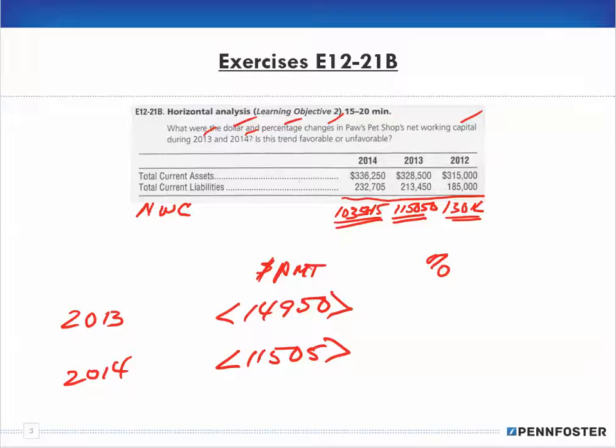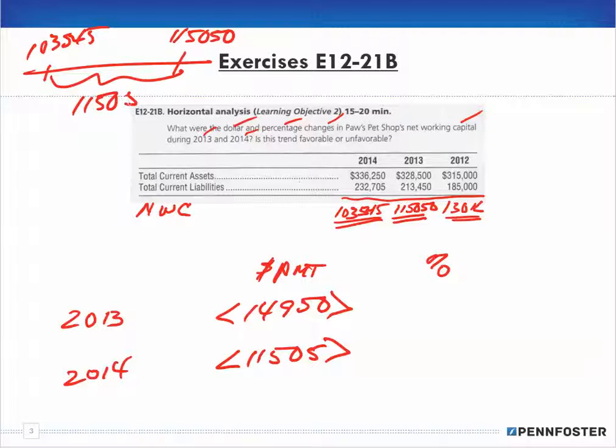If you have to, draw a number line. Here's the number line. We put on the number line 115,050 for 2013. Well, if we're here at 103,545, the difference between those two numbers is $11,505, but it's decreasing, so it's a negative number. Okay, that's what it looks like.